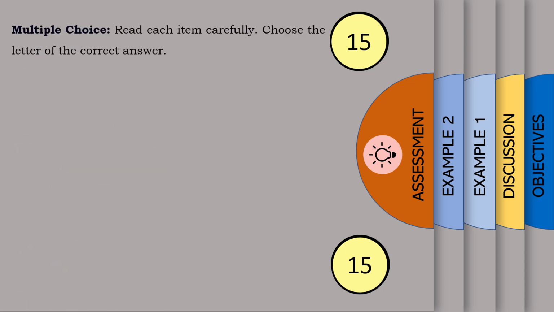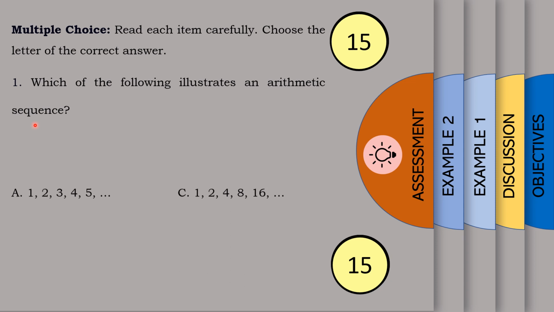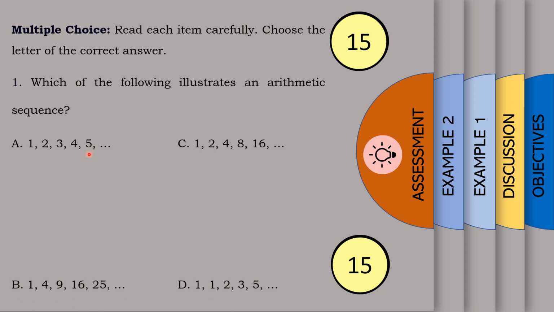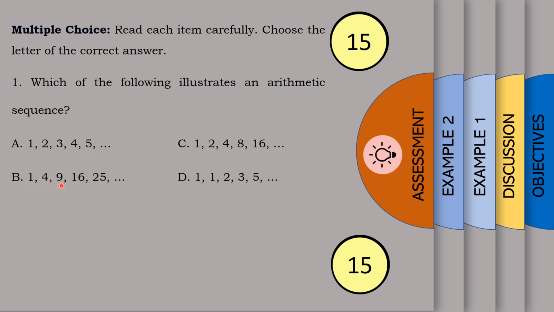Okay? So, let's have our multiple choice. Read each item carefully. Choose the letter of the correct answer. For number 1, which of the following illustrates an arithmetic sequence? Is it A, 1, 2, 3, 4, 5? Is it B, 1, 4, 9, 16, 25? Is it C, 1, 2, 4, 8, 16? Or D, 1, 1, 2, 3, 5, and so on and so forth?